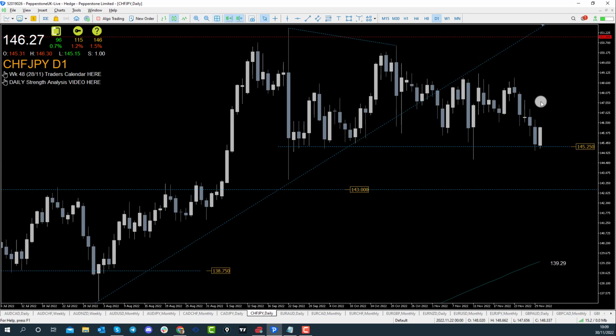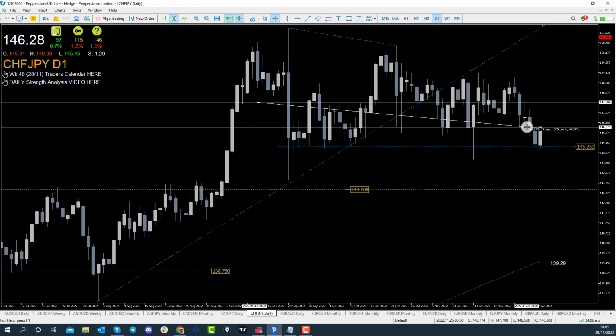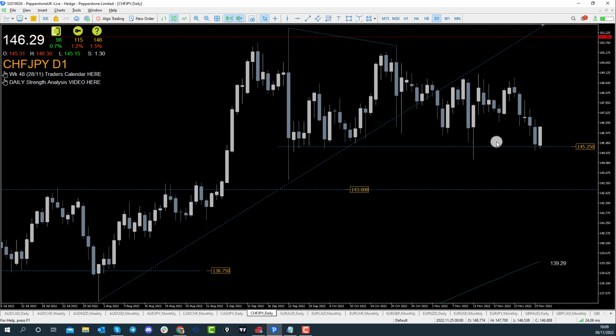However, you can see if I just zoom in here, price is at the 145.25 handle, where you can see we've been in pretty much a range between the 145.25 and the 150.25 handle for a number of weeks and days now. So around about 56 days we've been in that range. So we need to wait to see how price reacts now.